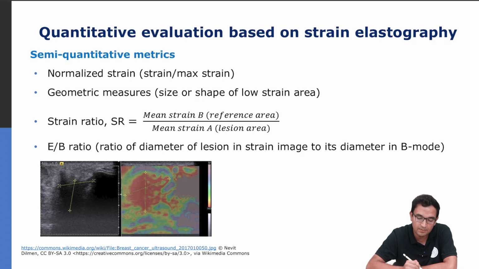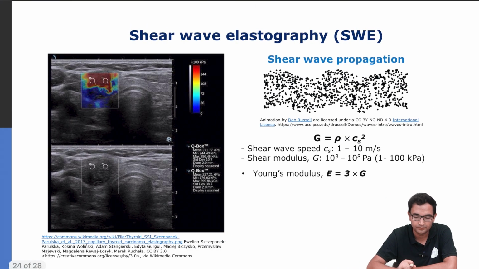There is also E by B ratio, which is the diameter of the lesion as visible in the strain image divided by the diameter of the lesion as visible in the B mode image. And it has been shown that there are some physical underpinnings of this, because of which you are able to get diagnostic information from these metrics. But nonetheless, they have their own limitations.